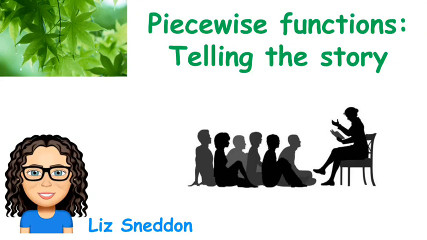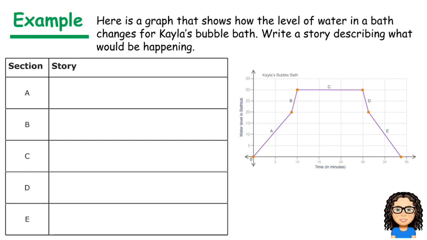Let's have a look at how we tell the story with piecewise functions. So what I've got here on my graph is time in minutes on the x-axis, and the water level in the bath on this axis here. You can see how on the graph it's got different little sections, with these little letters A, B, C, D, E. Those are the 5 different sections, and there are 5 different lines on this. So we want to be able to talk about what's happening during that time.